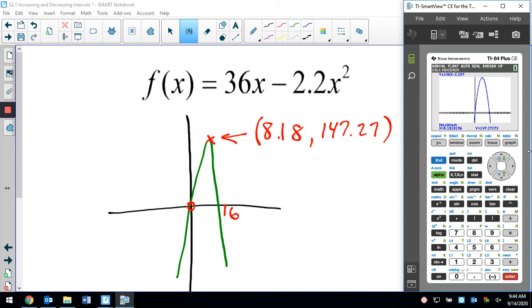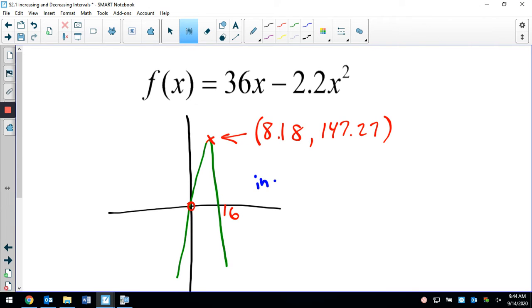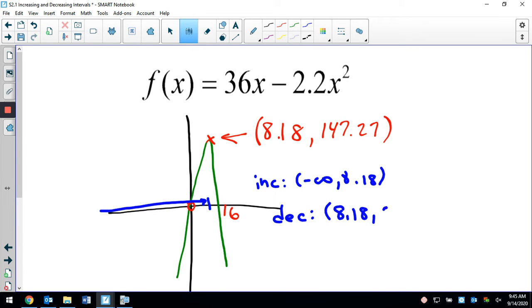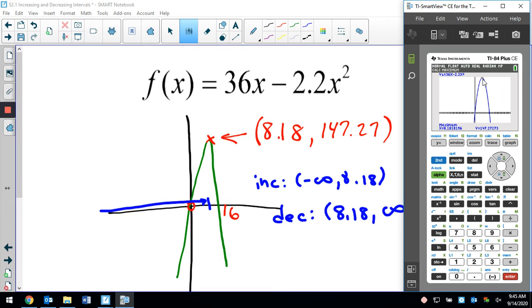Okay, and so now that we have that maximum point, we can say that it is increasing from negative infinity to 8.18. This part of the x-axis is increasing, and then the rest of the x-axis is decreasing. It is decreasing from 8.18 to positive infinity. All right, so we can use our graphing calculators to help us find the minimum value or the maximum value.